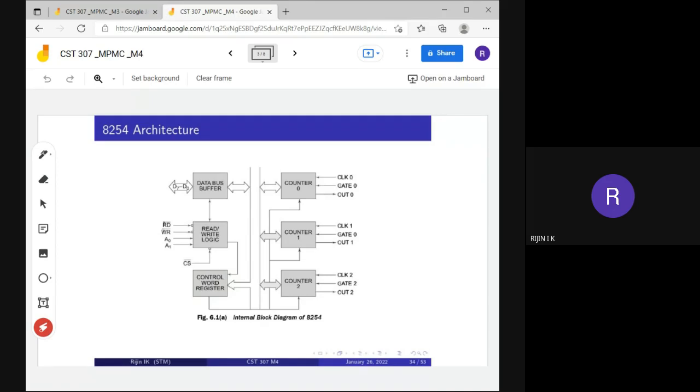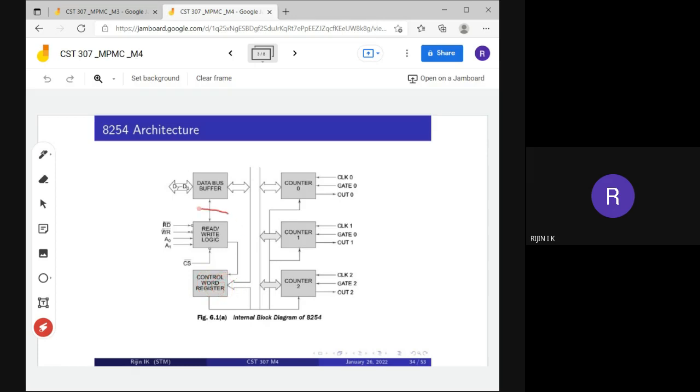The control word register is actually used to write the control word command words, and it will specify which counter is being used and which mode it will operate in. As I said, 6 different modes are there, so this register specifies the mode, and whether it is a read or write operation. So, 3 counters and a control word register.